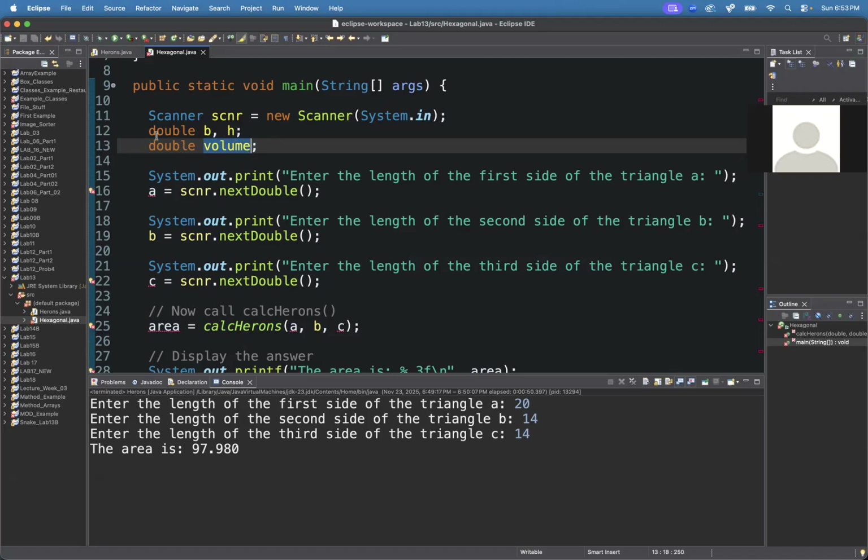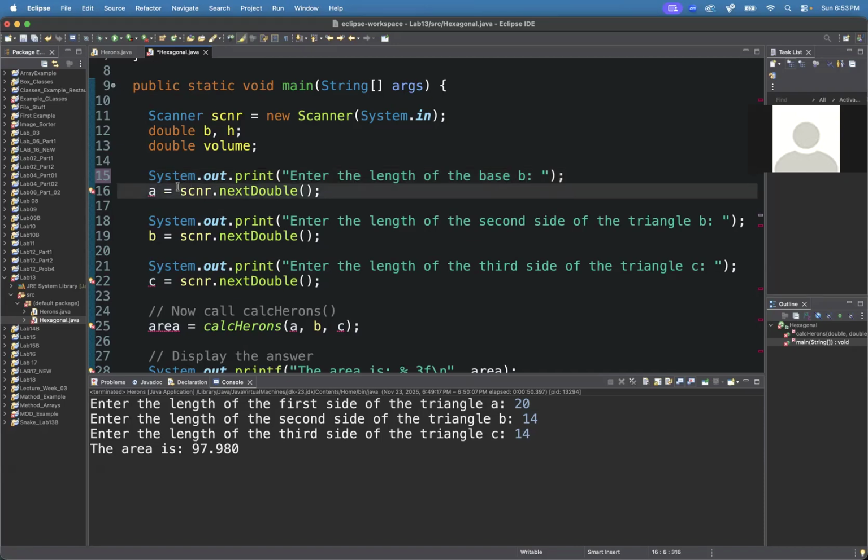They all could have been on the same line. They don't need to be separated like this. And then these prompts are a little bit wrong too, right? So we could say, enter the length of the base B, right? And then change this to get the number B in there.